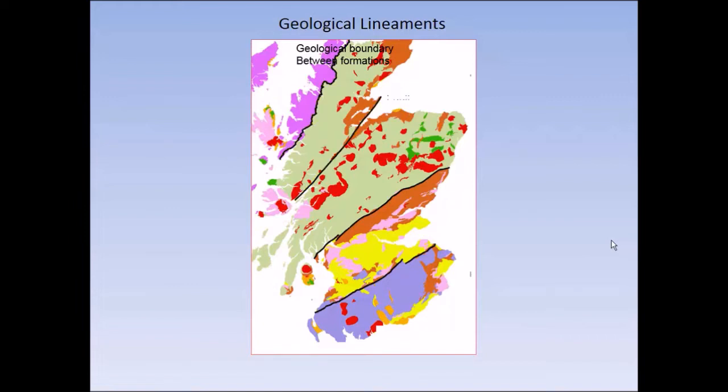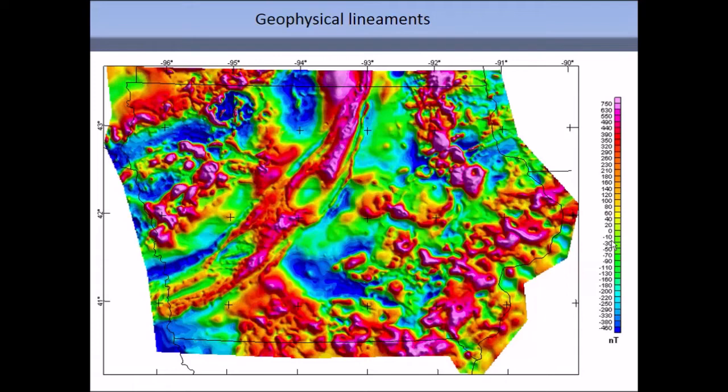Now, here is a magnetic field map. Colors correspond to different values of magnetic susceptibility. Again, the change in color allows us to draw linear features, and they mark abrupt change in physical property. In the center, you can also see structures of circular shape. They are called circular lineaments. In most cases, they correspond to projections of intrusive or extrusive bodies, and sometimes impact structures.